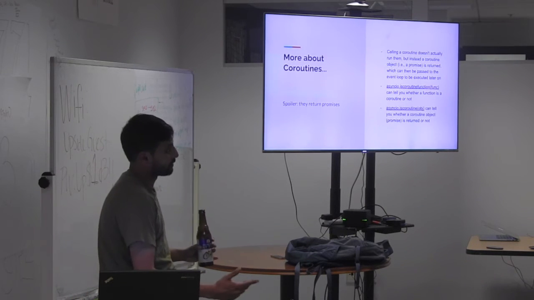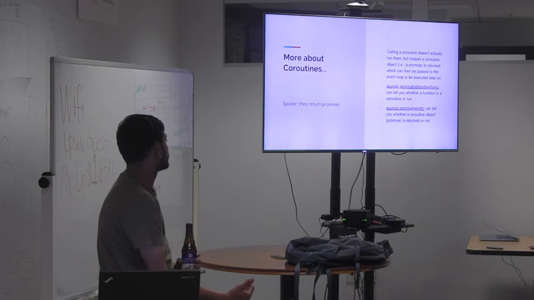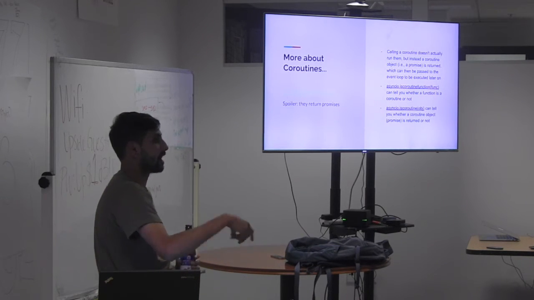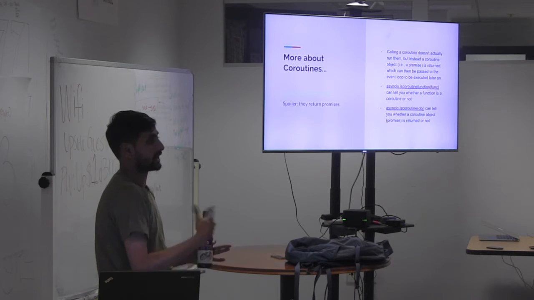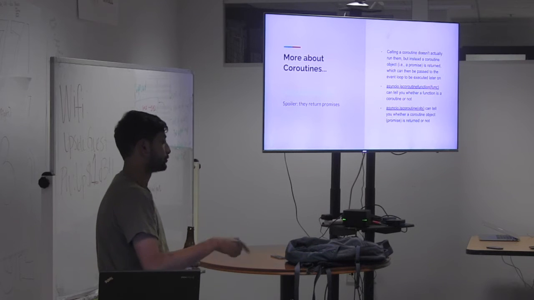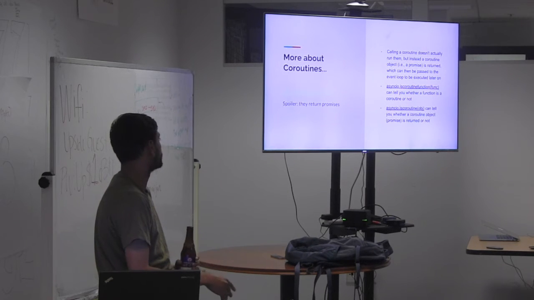And so what is a coroutine? A coroutine is kind of like a function, but when you call it, it doesn't actually run. It instead returns a coroutine object, which is essentially a promise, a future. It's something that's going to have a result later. And the only way that we can actually get a result from a coroutine is by scheduling it on this thing called the event loop, which we're going to talk about in a slide or two.